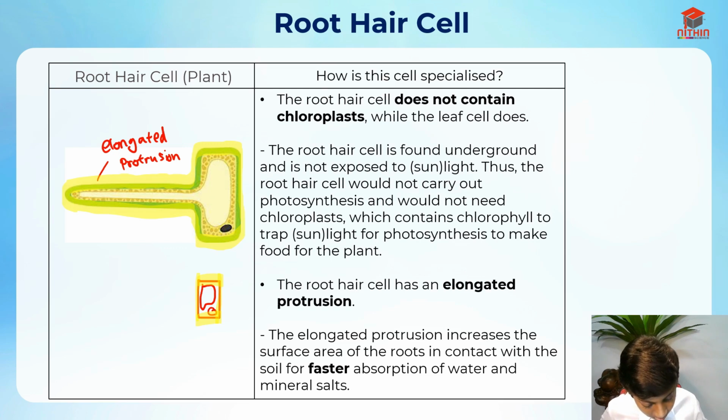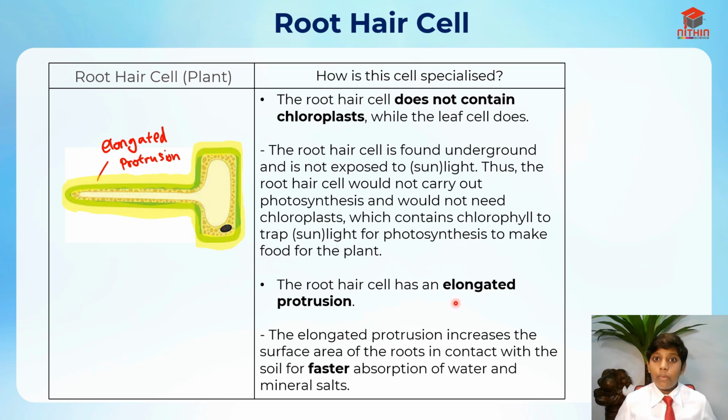And let me say that this is the normal leaf cell, or the root cell as well. Okay, so just like that. I hope you understand this. Let me just read it to you again. The elongated protrusion increases the surface area of the roots in contact with the soil for faster absorption of water and mineral salts. Because the function of the roots is to absorb water and mineral salts for the plant, of course. So this is basically the function of the elongated protrusion. I hope you understand how the root hair cell is specialized.